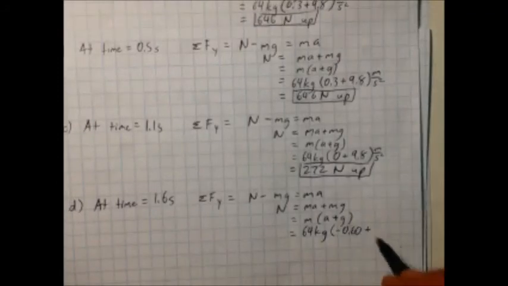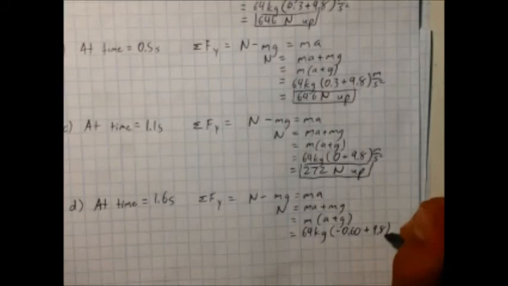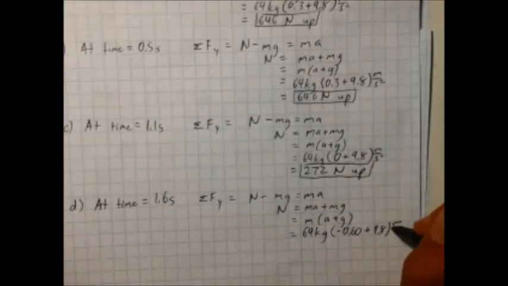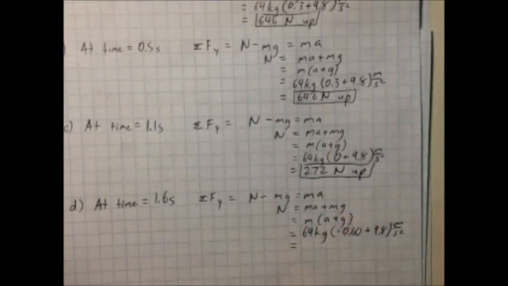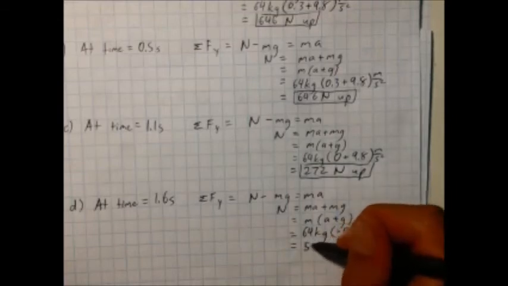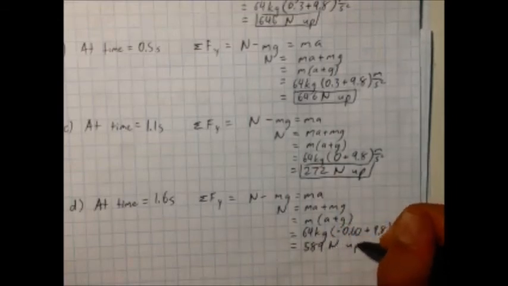And our g is 9.8 meters per second squared. Simplify that, and you get 589 newtons up.